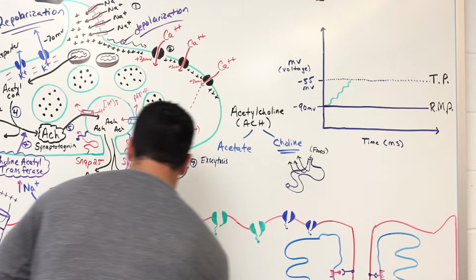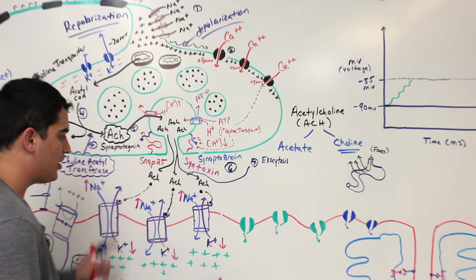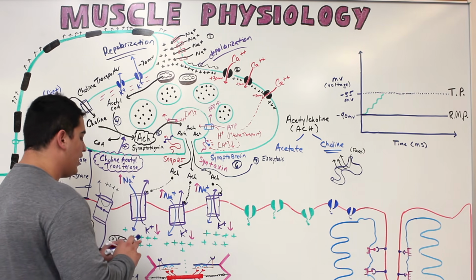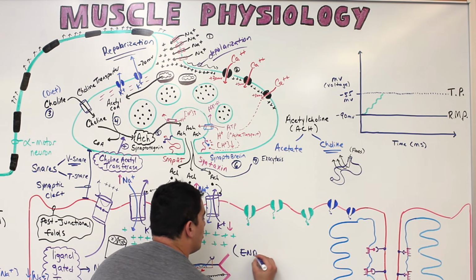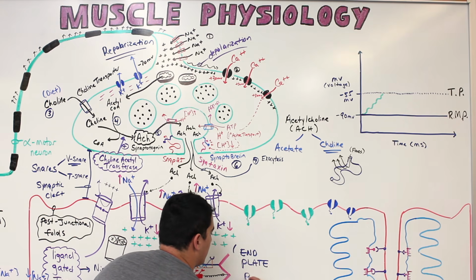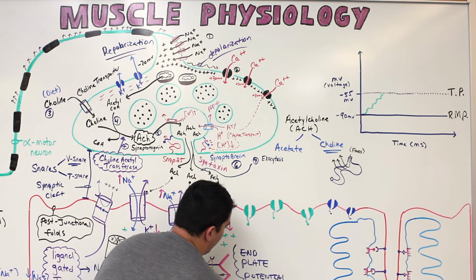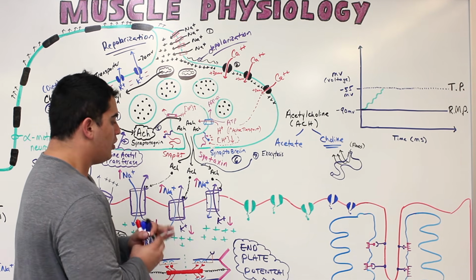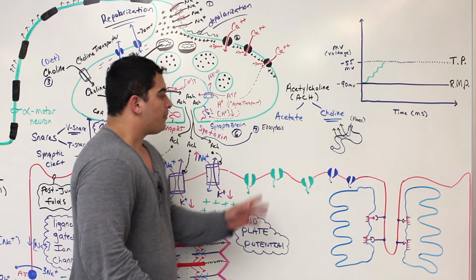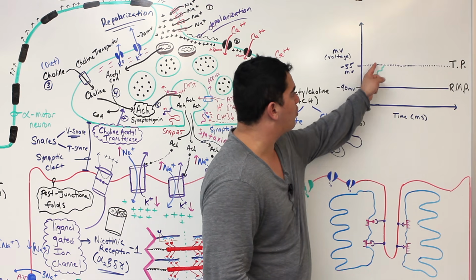What is that called? This specific event right here, where more sodium ions are coming in and the potassium ions are going out, making the cell more electropositive, is referred to as the end plate potential. Sometimes they even refer to it as a motor end plate potential. We're just going to call this an EPP, or end plate potential. What this end plate potential is doing is bringing the membrane voltage from negative 90 towards threshold.